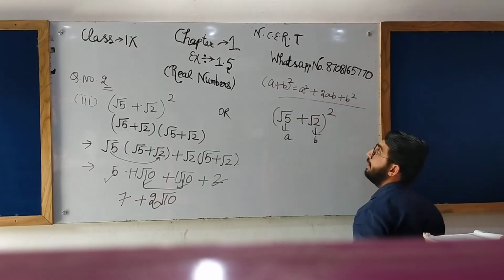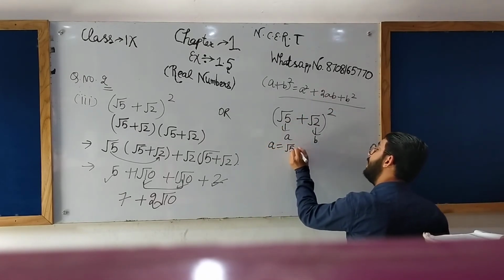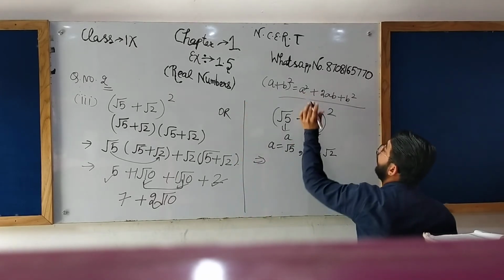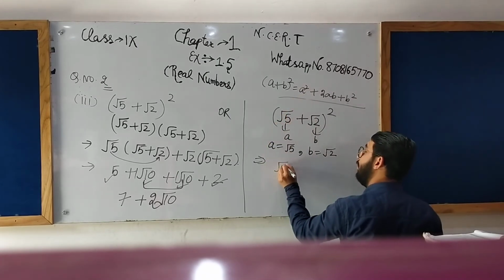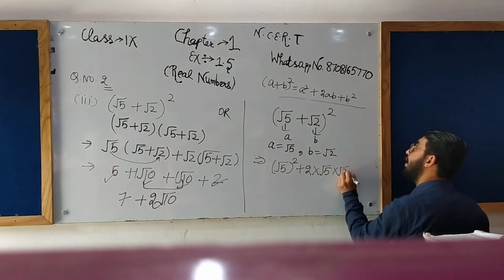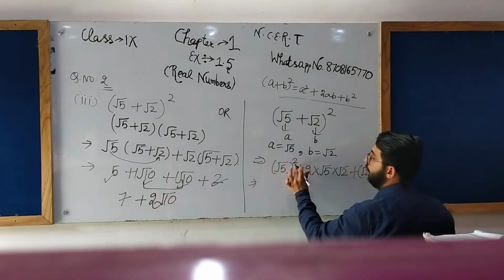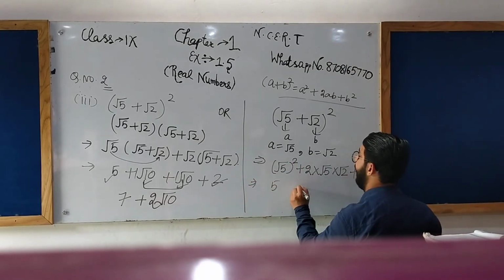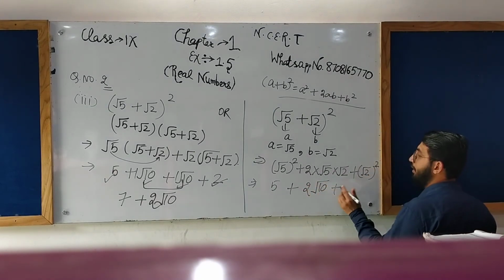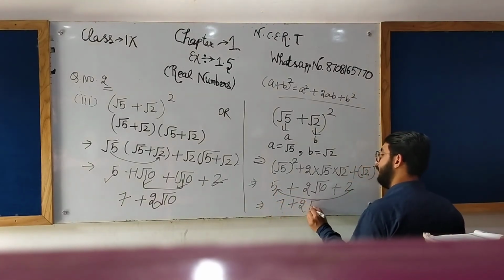So what will I do? I will write the right hand side. a is root 5, b is root 2. The right hand side is a square, root 5 whole square, plus 2 into a into b, plus root 2 whole square. Square and root get neutralized, it will be 5 only. 2 root 5 into root 2 is root 10. Square and root get neutralized. 5 plus 2 gives you 7. So the answer is 7 plus 2 root 10.